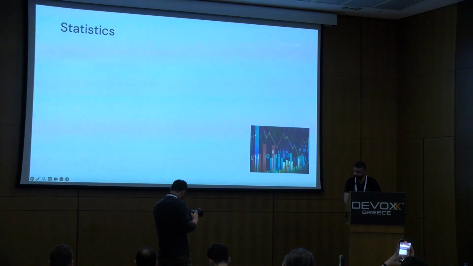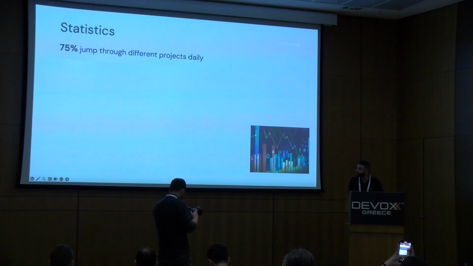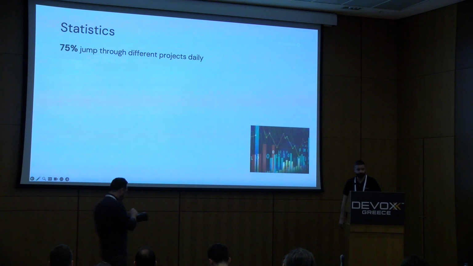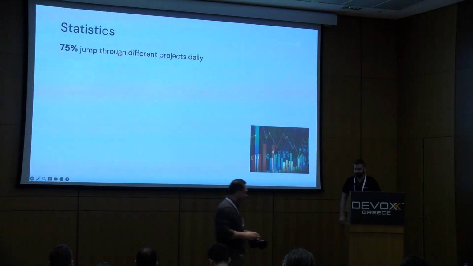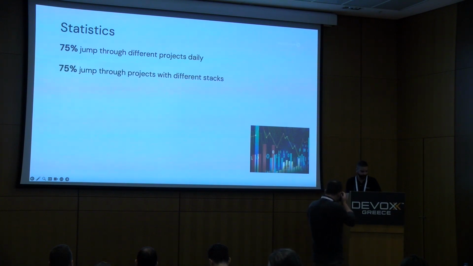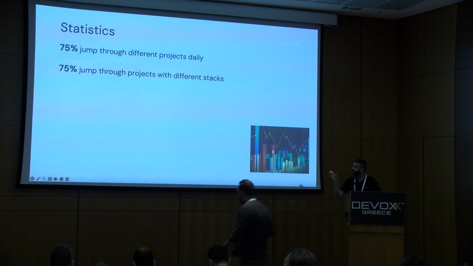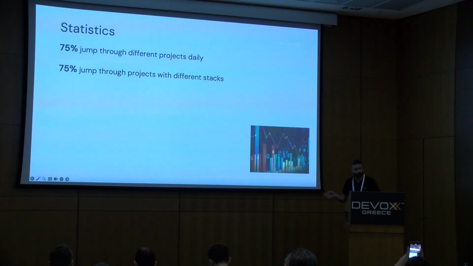First of all, let's see some statistics. 75% jump through different projects daily. That means that there are many different stacks and technologies that as developers we must handle. The same percentage applies to the people with the stacks. For example, one project is in Go, one is in Java. So there is a differentiation there, and we must constantly switch between those environments and technologies.